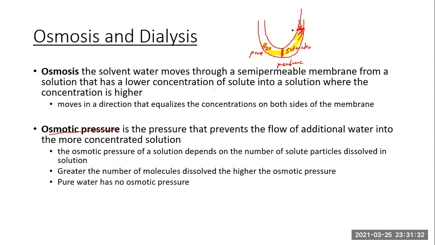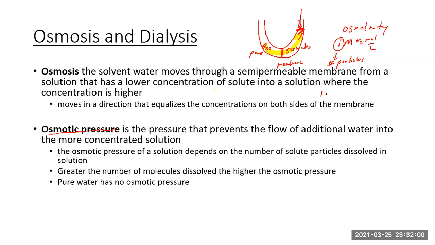So osmotic pressure is based on the amount of particles that are in solution. Sometimes osmotic pressure is measured by what is referred to as osmolarity. Osmolarity is basically i times the molarity. M is the molarity, which is our moles per liter. What is i? Well, i is basically the number of particles in that particular solution.